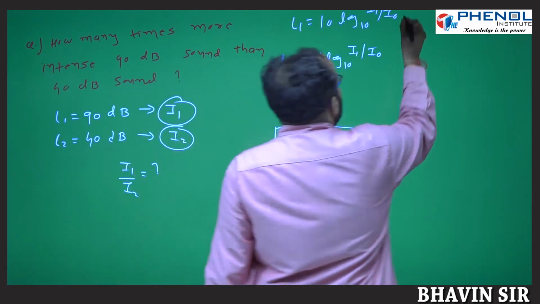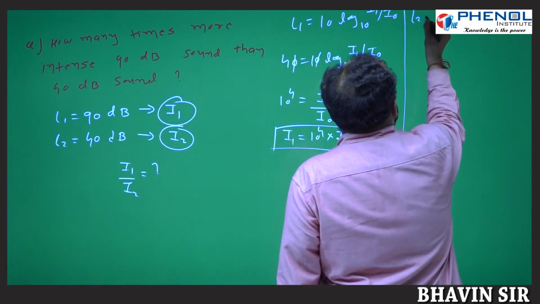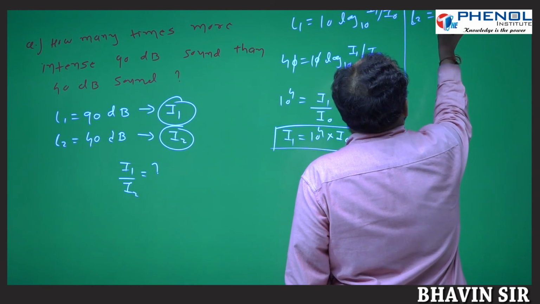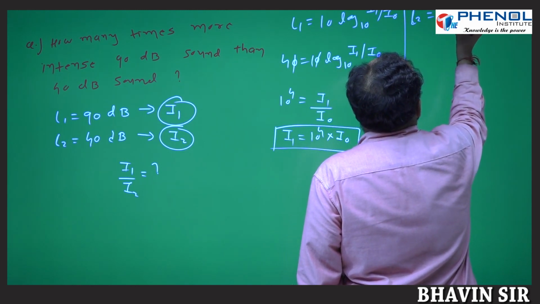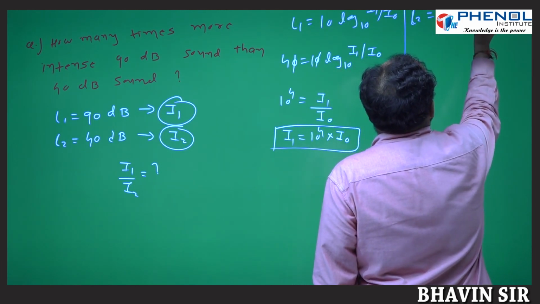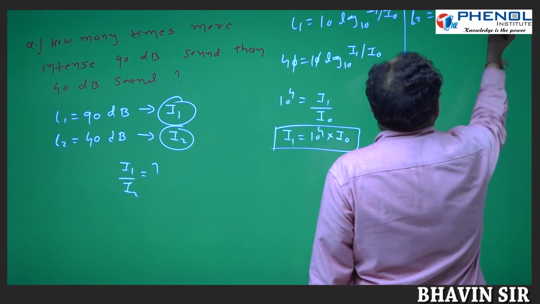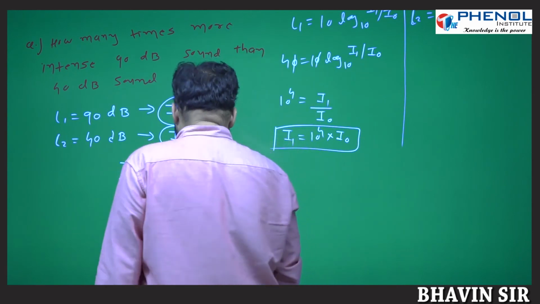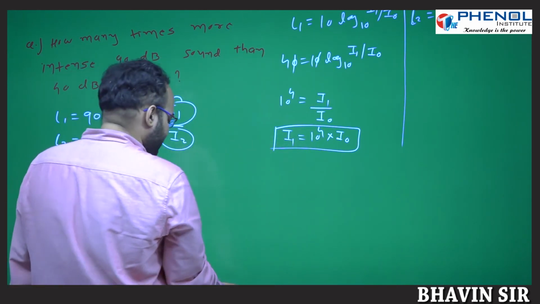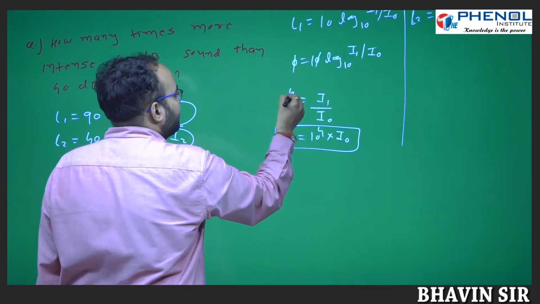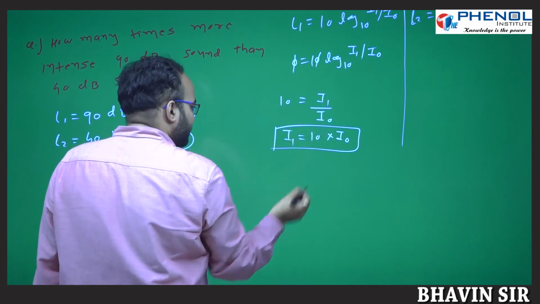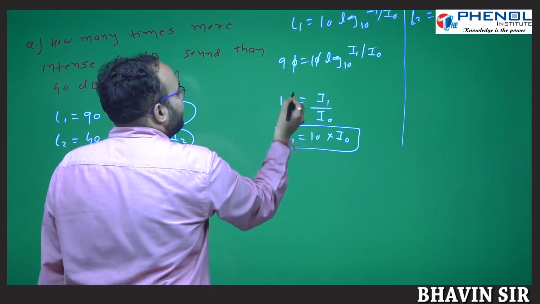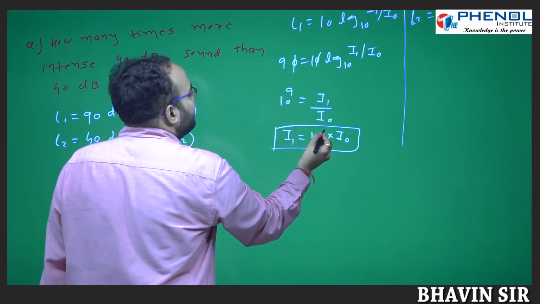Same for the second, L2 equals 10 log 10 I2 by I0. What is the loudness in the second? See, loudness in the first case is 90 decibel. So here 90, so 10 raised to 9.